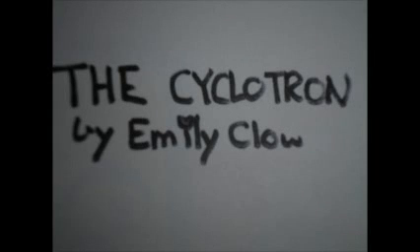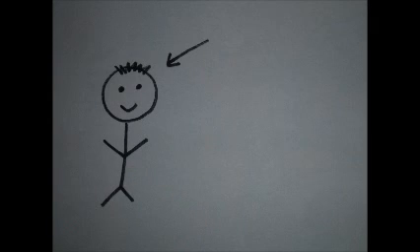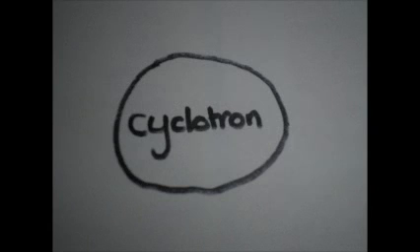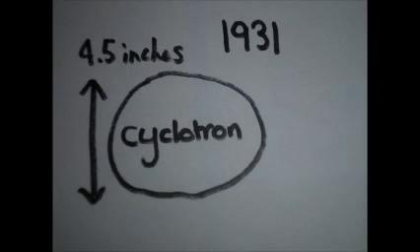The cyclotron was one of the early particle accelerators made by this guy, Ernest Lawrence. Now he created this particle accelerator to see if it was the most effective way to smash open the nuclei of an atom, although when it became more developed, it was used to help cure cancer. The first cyclotron that was built was 4.5 inches long, and it was built in 1931.